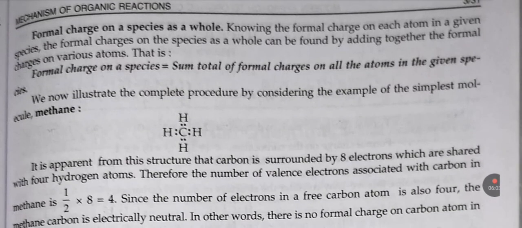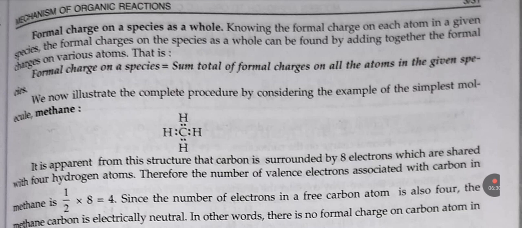Knowing the formal charge on each atom in a given species, the formal charge on the species as a whole can be found by adding together the formal charges on the various atoms. That is, the formal charge on a species is equal to the sum total of formal charges on all the atoms in the given species. We now illustrate the complete procedure by considering the example of the simple molecule methane.